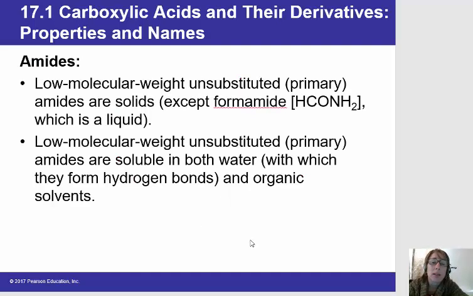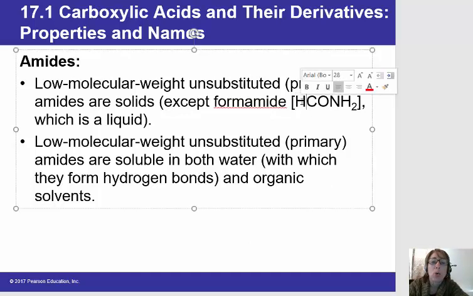And we see this strong intermolecular force in their phases. All primary amides are solids at room temperature, except for the lowest molecular weight one, which is formamide, where that carbonyl carbon is bonded directly to a hydrogen instead of an alkyl or aryl group. And then low molecular weight primary amides are also soluble in water because they're able to hydrogen bond with the water, and amides are going to be soluble in organic solvents.